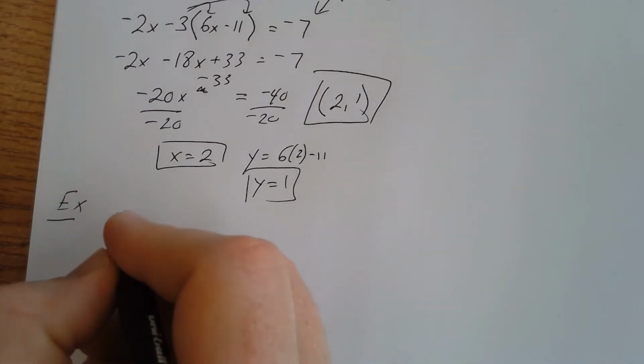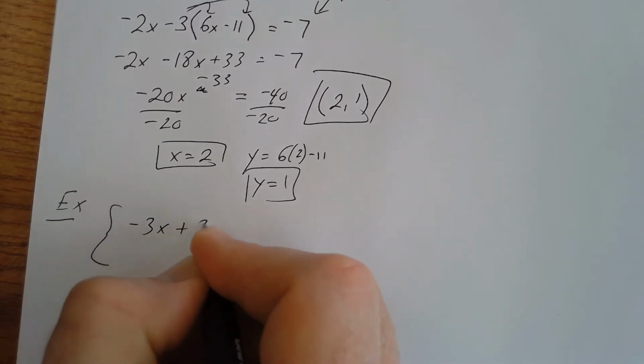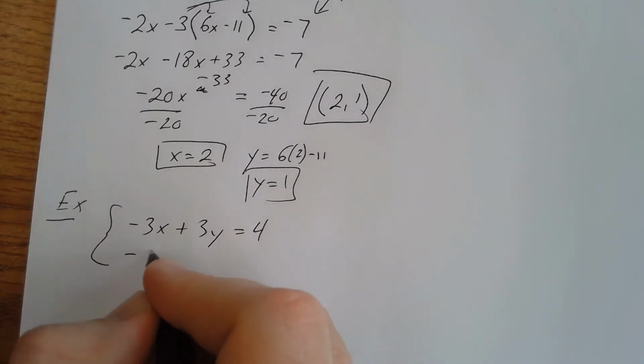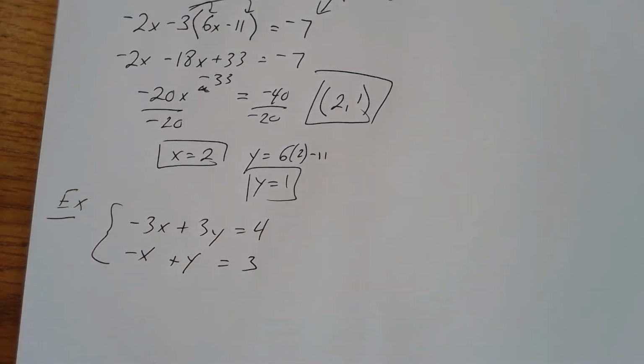The second example we're going to look at is the set of equations negative 3x plus 3y equals 4, and the second equation is negative x plus y equals 3. In this particular set of equations, we're going to do the exact same thing, but this time nothing's solved for y equals already. So we're going to have to solve for y equals.